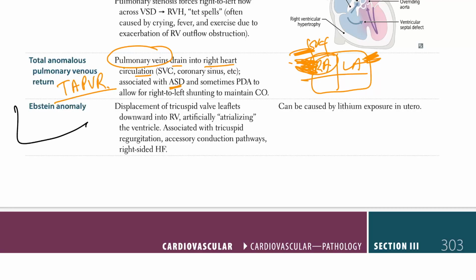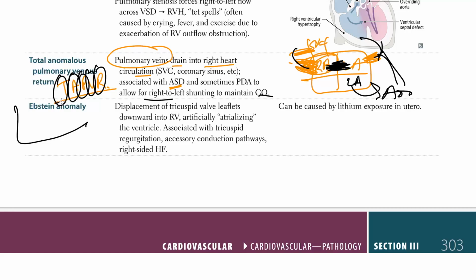This is associated with ASD. Sometimes a PDA can allow for the right to left shunt to maintain cardiac output, because all the blood is coming here. How is the blood going to go to the left atrium, left ventricle, and eventually to the aorta? Not possible. So you need some shunts: either the PDA going directly into the aorta, or you have ASDs. But the important thing is, as the name suggests, total anomalous pulmonary venous return, meaning the whole thing is full of anomaly, in which the pulmonary venous return is bad. So where is it going? It's just going into the right atrium.